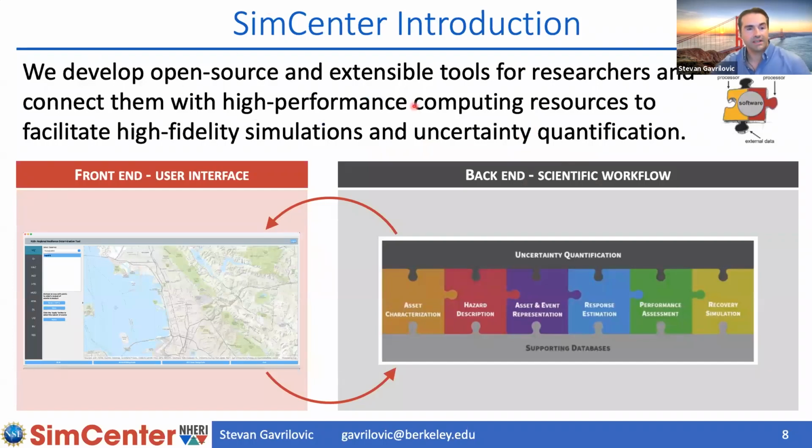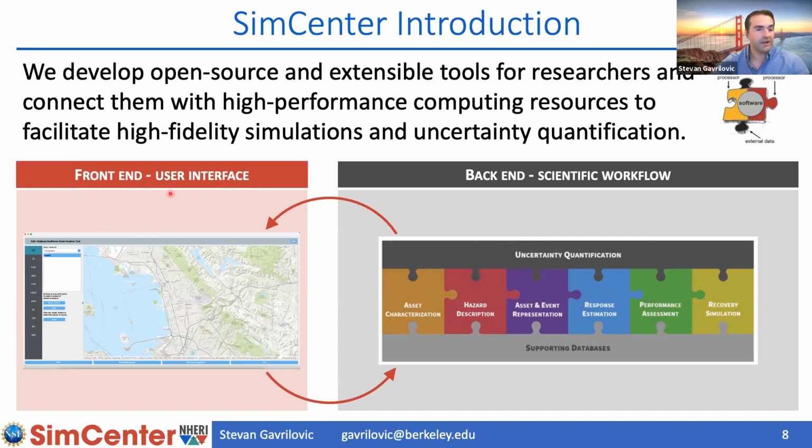So we develop open source and extensible tools for researchers and connect them with high performance computing resources to facilitate high fidelity simulations and uncertainty quantification. The key there is that our tools are extensible. You can add to them, and they can be run in high performance computing environments, which is of course important in these types of regional analyses. And we like to represent our software as these little puzzle pieces here with a preprocessor, post-processor. And the idea is you combine these puzzles to create a scientific workflow that can be used to solve very complex problems. You'll notice that uncertainty quantification plays a big role in all of these apps as well.